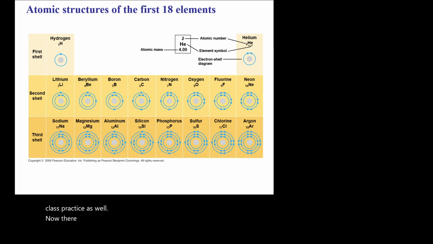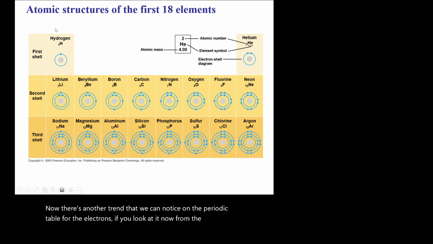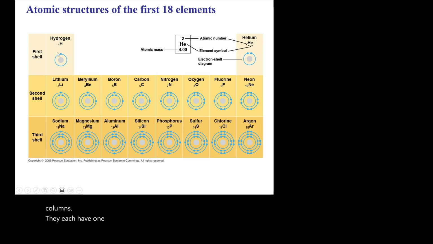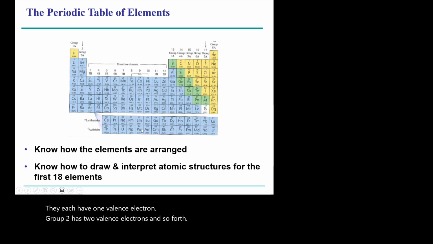Now there's another trend that we can notice on the periodic table for the electrons. So from the row perspective, just to recap, the first row has 1 shell for electrons to be within. The second row has 2 shells. The third row has 3 shells. And then if you look at it from the group perspective, as you go down the columns, group 1 has 1 valence electron. Group 2 has 2 valence electrons, and so forth. I hope that makes sense.